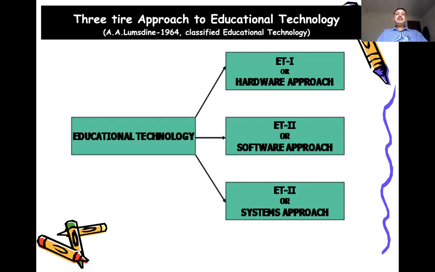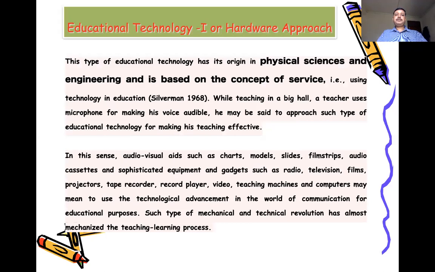And education technology we are also classifying into a three-tier approach. This is given by A.A. Lumsdaine in 1964 into three types: education technology 1, 2, and 3: hardware approach, software approach, and systems approach. Education technology in hardware approach.